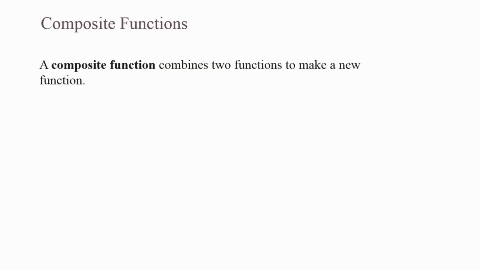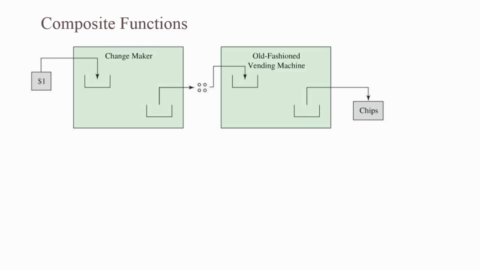Composite functions. A composite function combines two functions to make a new function. Years ago, if I had a dollar bill and I wanted a bag of chips, the first thing I had to do was take my dollar and find a machine that made change. So I'd input my dollar into the change maker and I would get an output of change. Then I would input my change into the vending machine and I would get my output of my chips.